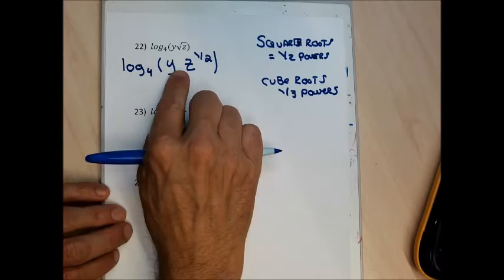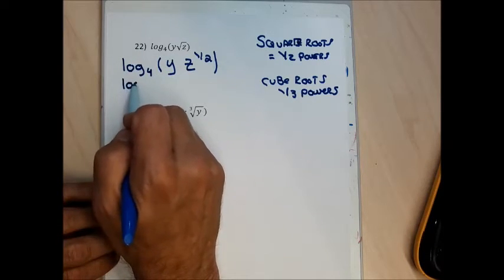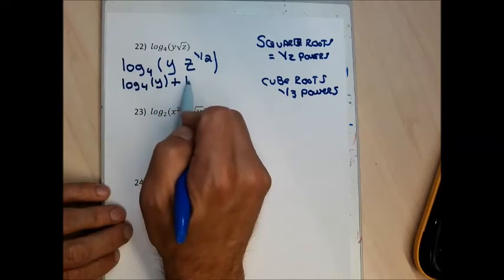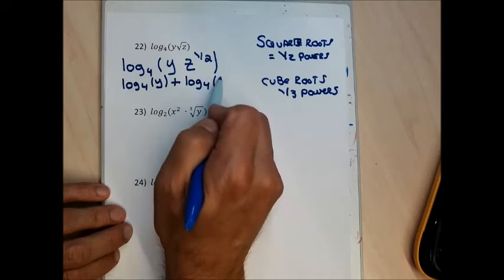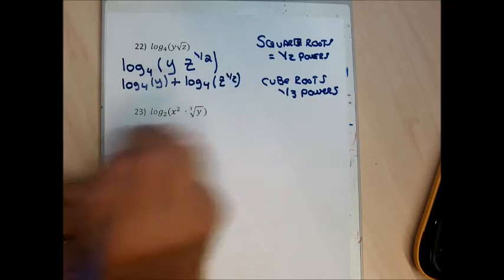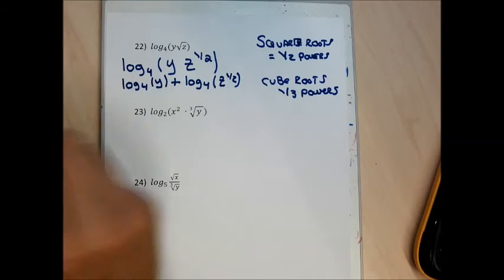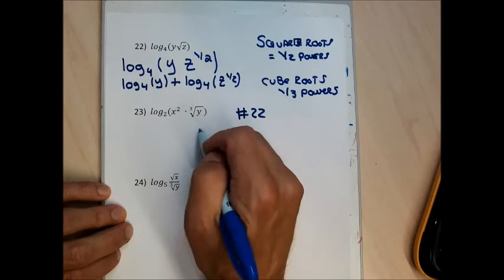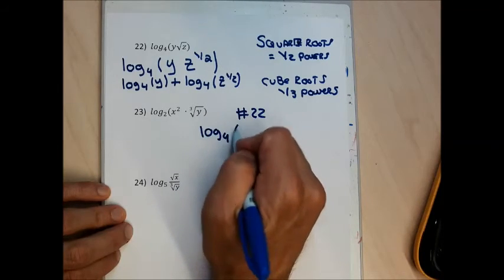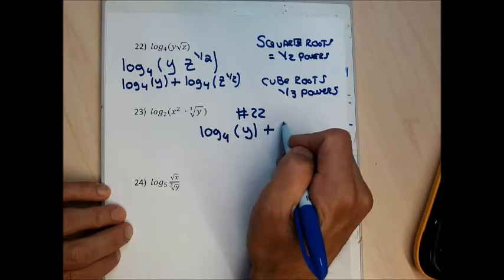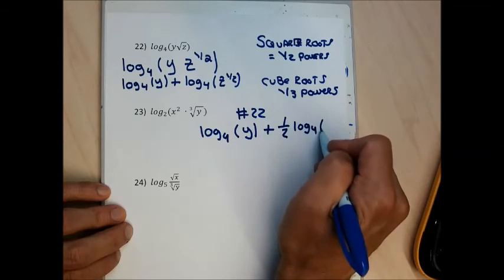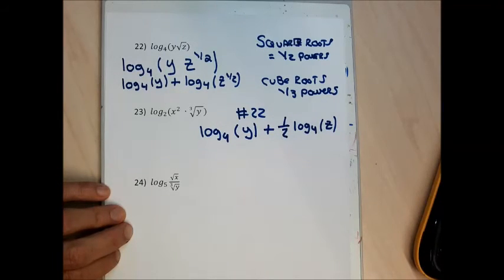I'm going to expand this into 2 logarithms. I'm going to make it the logarithm base 4 of y, plus sign because there's no subtraction, plus the logarithm base 4 of z to the 1/2. Not quite there for my answer because I haven't made the exponent into a coefficient. My answer for number 22 is going to be the log base 4 of y plus, and then bring the 1/2 out and make it a multiplication, 1/2 times the log base 4 of z. I'll let you do 23 and I'll move on to 24.